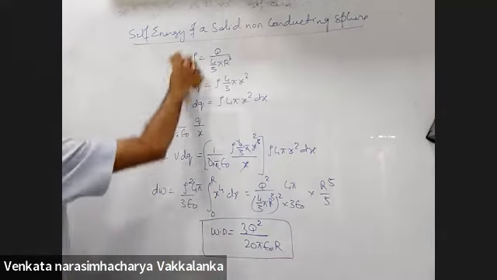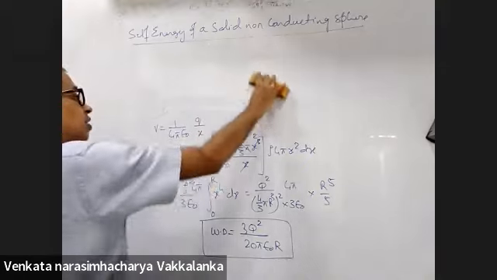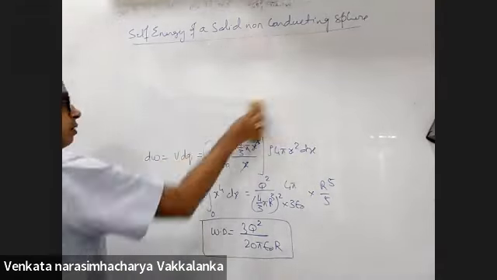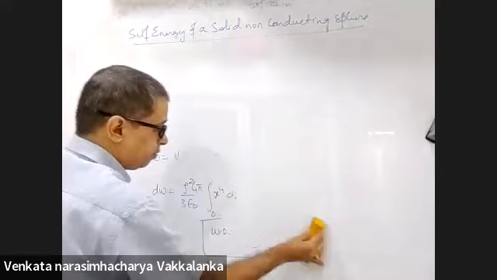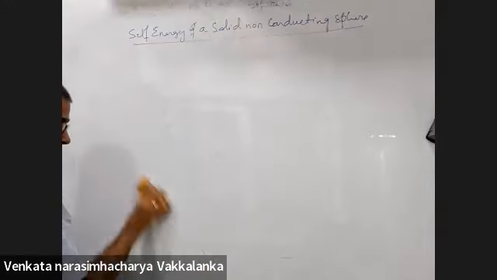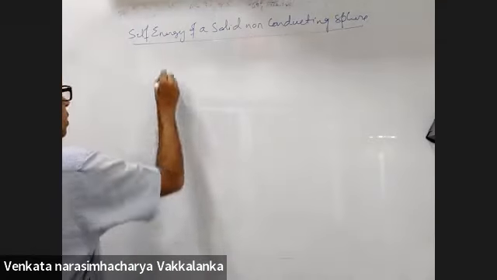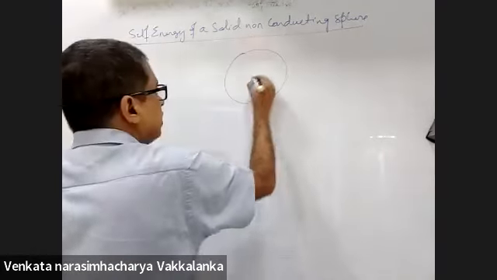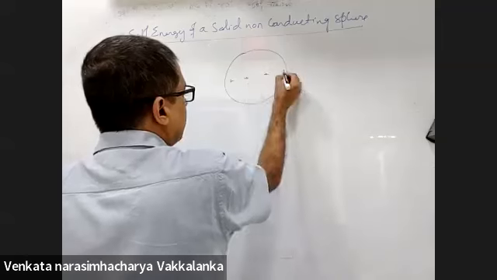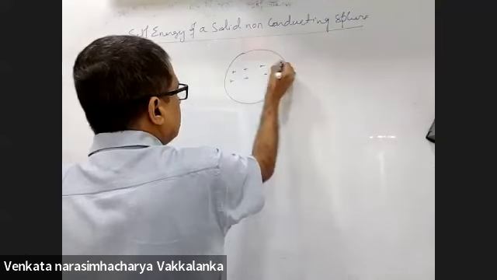Yes. Now the other way is half epsilon naught E square. We should get the same answer, but there is a tricky catch. What is the tricky catch? You have the sphere, right? You have charge distributed uniformly.